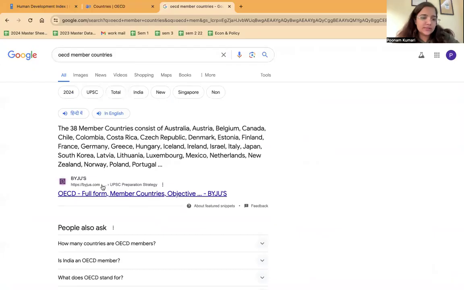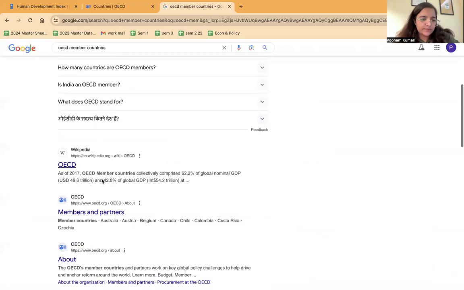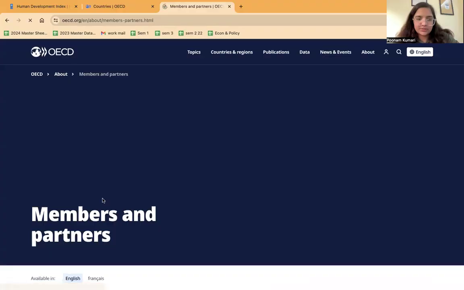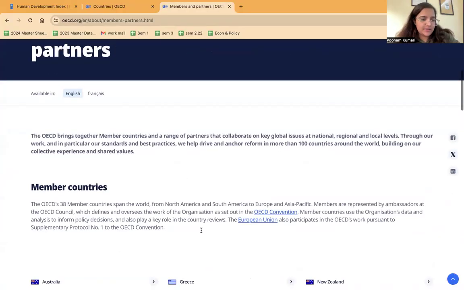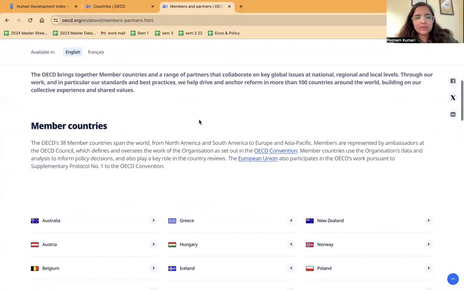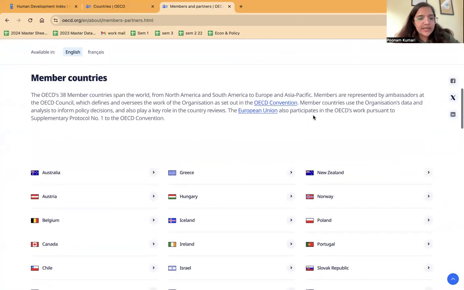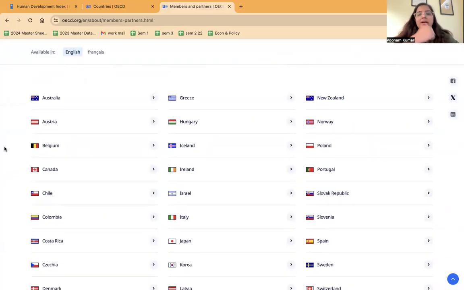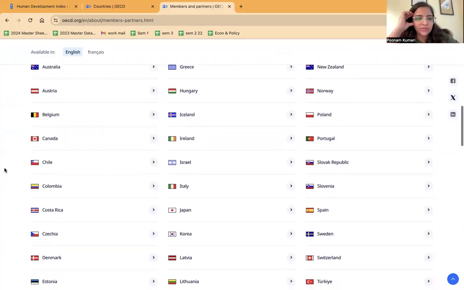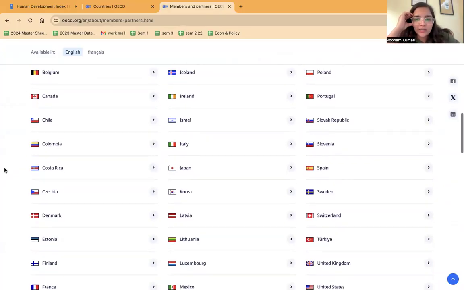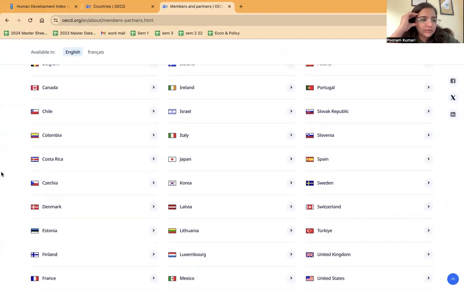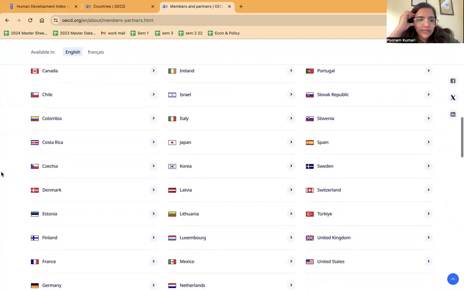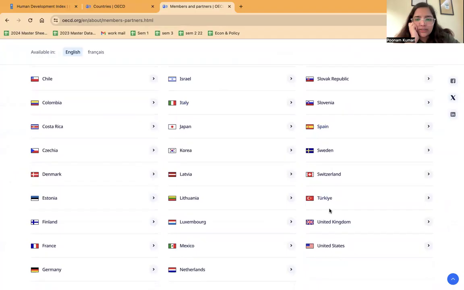Member countries. So, members and partners. So, which are the member countries? If we try to see that: Australia, Greece, New Zealand, Austria, Hungary, Norway, Belgium, Iceland. So all the Western European countries, Canada, Ireland, Portugal, Chile, Israel, Slovak, Colombia, Italy, Slovenia, Costa Rica, Japan, Korea.